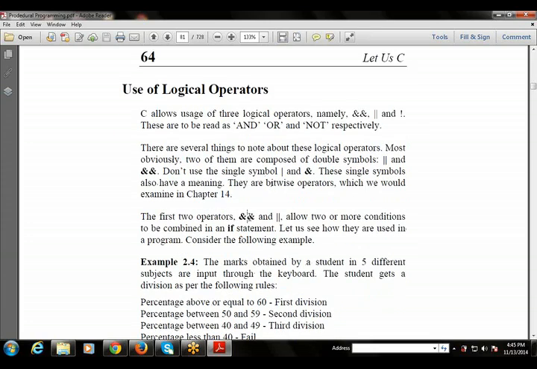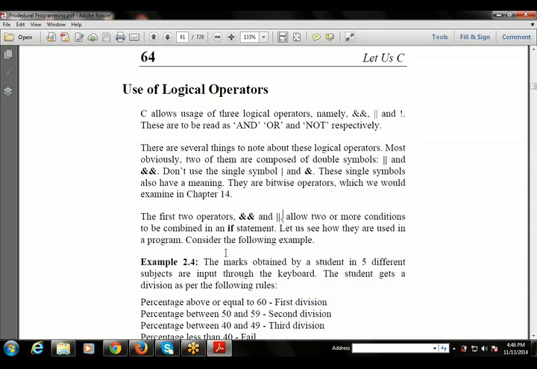The first two operators, AND and OR, allow two or more conditions to be combined in an if statement. That is, these two are used to combine two conditions. If both conditions are true, then the AND operator is used. If either one of the conditions is true, then OR is used. So we can use AND and OR for two statements, which allows two or more conditions to be combined in an if statement.